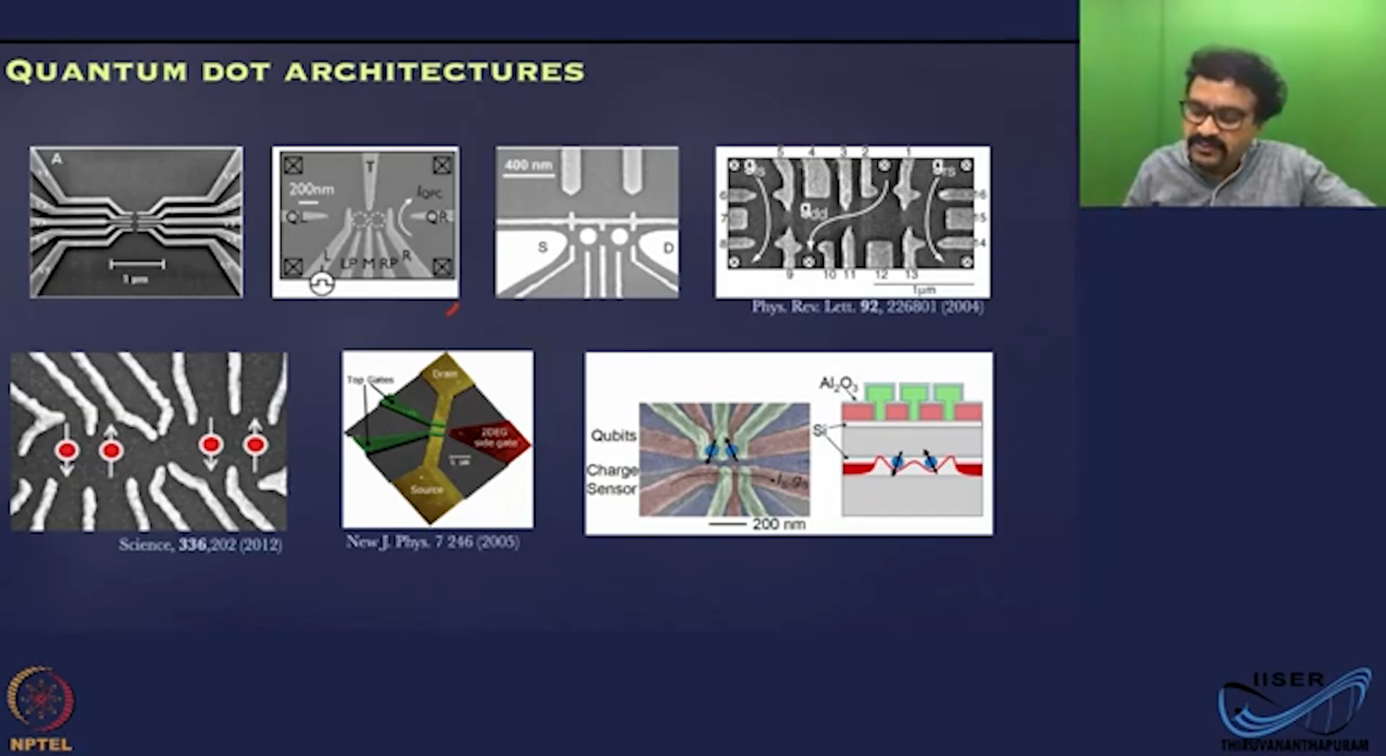So with a combination of these two gates, you can get a potential well which looks something like this. Again, two parabolic wells. And the coupling between these two states, and the size, number, everything you can actually vary by varying the voltages here. It's like a collinear dot, and you have an actual picture here.